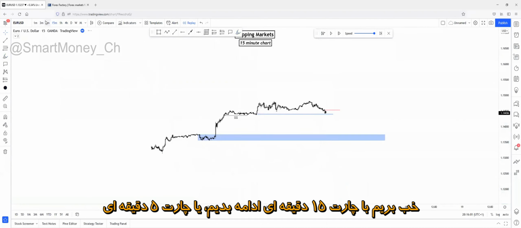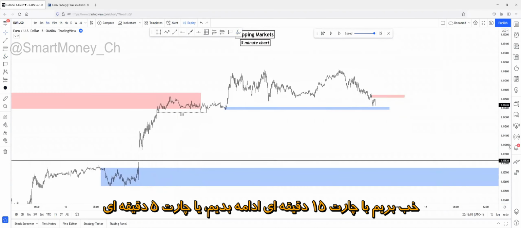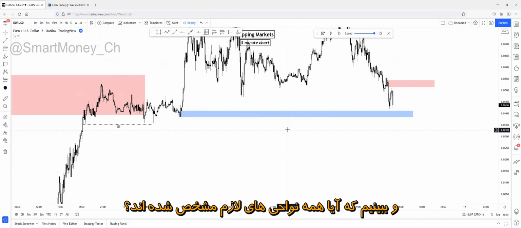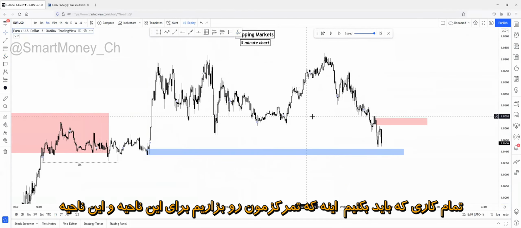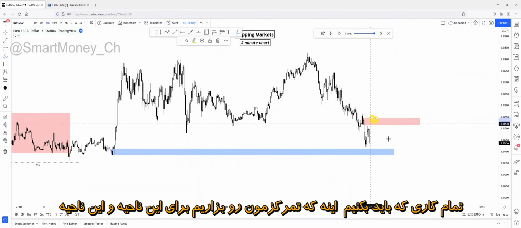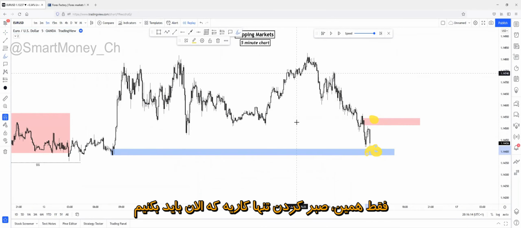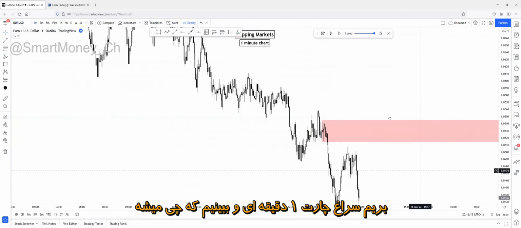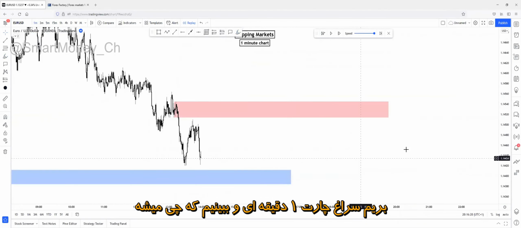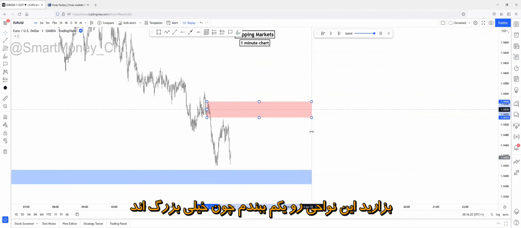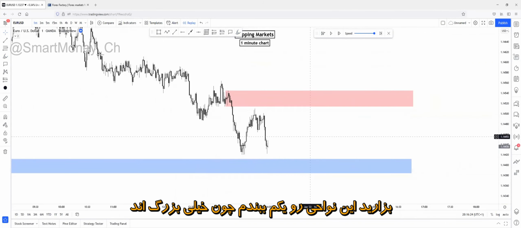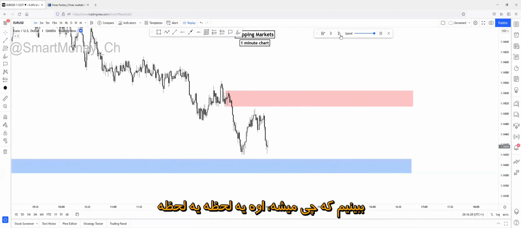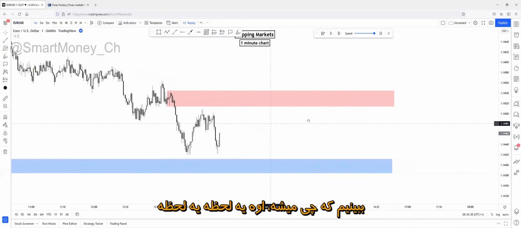So let's just continue the 15-minute chart or the 5-minute chart and take a look at if every single zone is being marked up. Every single zone is being marked up. All we have to do is focus on either of this zone or either of this zone. That's all. All we have to do is wait. Switch to the 1-minute chart. And let's see what happens. Let me just close these zones a bit because they are too far away. And session opens in exactly 1 minute. Let's see what happens.